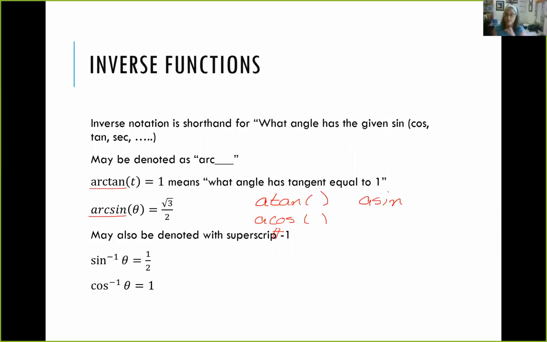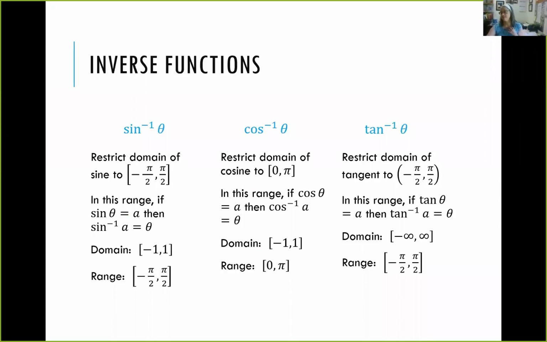Okay, so you've probably already thought to yourself, wait a minute. Sine and cosine are periodic functions.